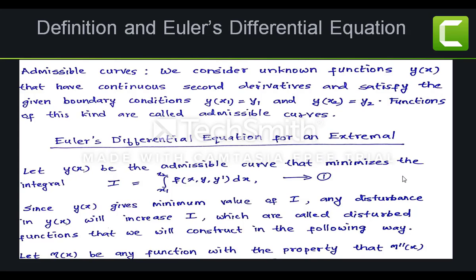Next we will study definition of admissible curves. So what are admissible curves? They are the functions, unknown functions y of x that have continuous second order derivatives. That is y dash and y double dash are continuous and they must also satisfy the boundary condition, that is y at x1 equal to y1 and y at x2 equal to y2. Functions of this kind are called admissible curves.